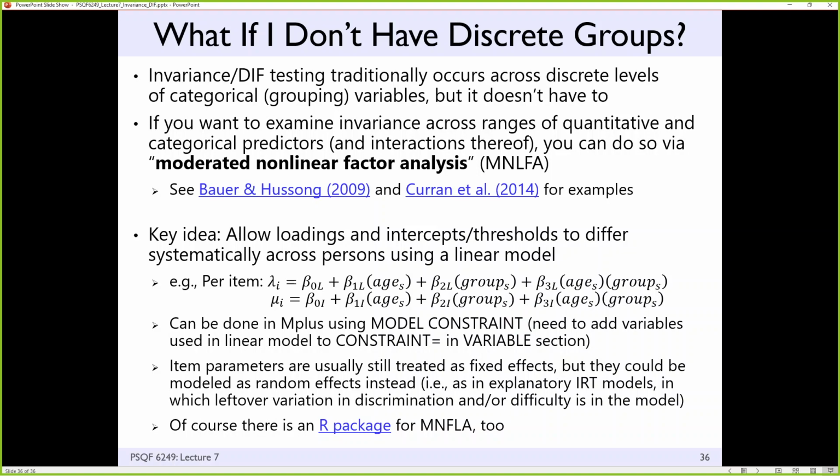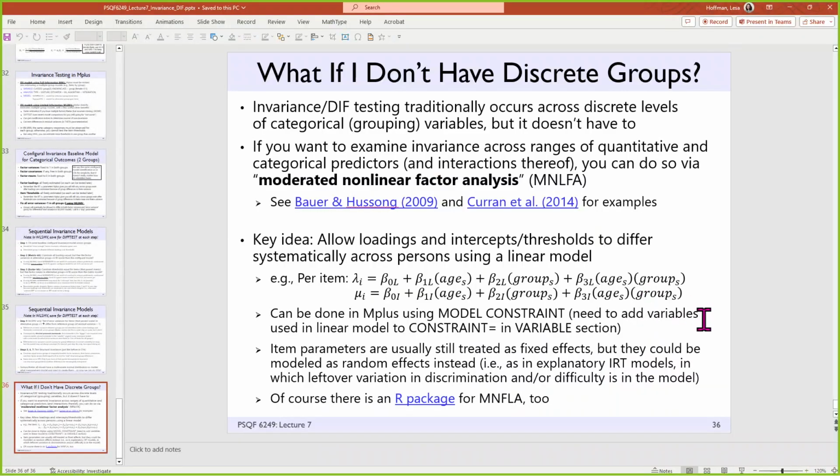We have 2 loadings. There's no error to that per se. So this can be done in M+ using model constraint. I do have an example I've worked up before if anyone wants to try it. There's also an R package that will do it, which probably would be a little bit easier than writing the M+ code. So if you need to do invariance with continuous variables, this is the direction that I would suggest that you go. All right, you want to see a real example?